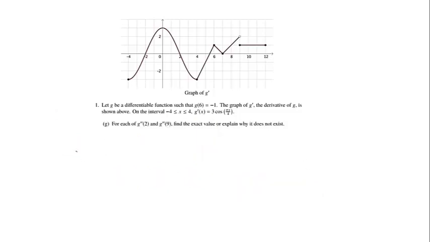Good. Alrighty, part G. For each of g double prime of 2 and g double prime of 9, find the exact value or explain why it does not exist. So g double prime of 2, basically again, g double prime, we're looking at the slope. So if I look at the slopes of 2, I'm looking at the slope right here at 2. If I want the slope of g prime at 2, I'm basically wanting to take the derivative of the first derivative. So if I do math 8 on g prime, that will find me g double prime. And when I do that, let's see what answer I'm going to get.